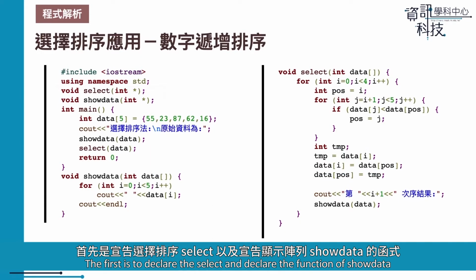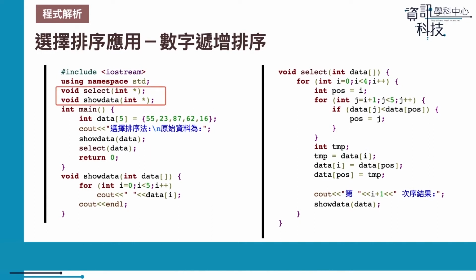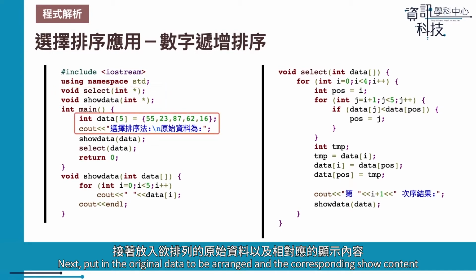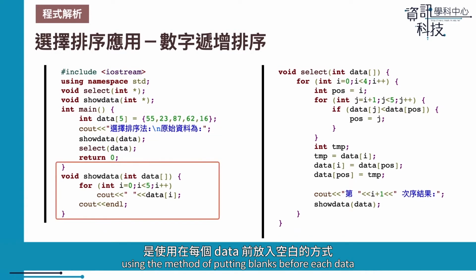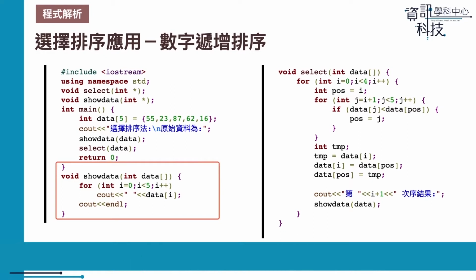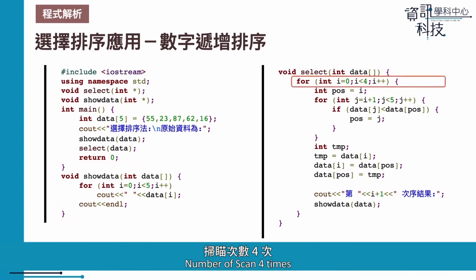The first step is to declare the selection sort and declare the function to show data. Next, put in the original data to be arranged and the corresponding show content. This programming code sets the blanks between the numbers of the original data by putting blanks before each data. Number of scans: 4 times.